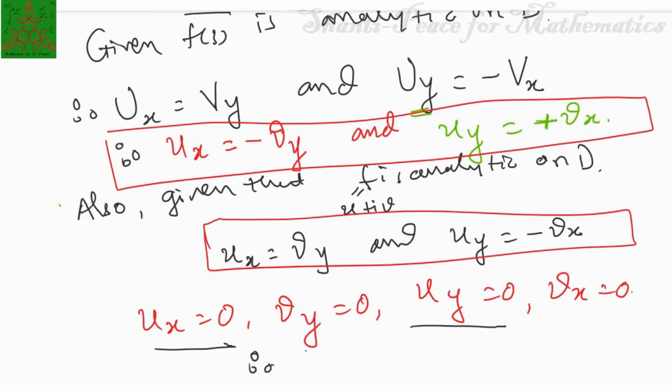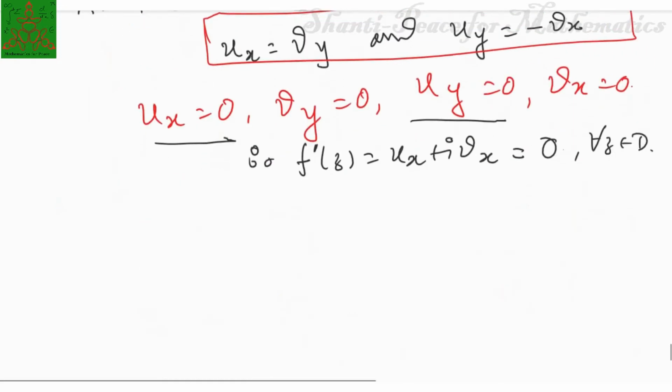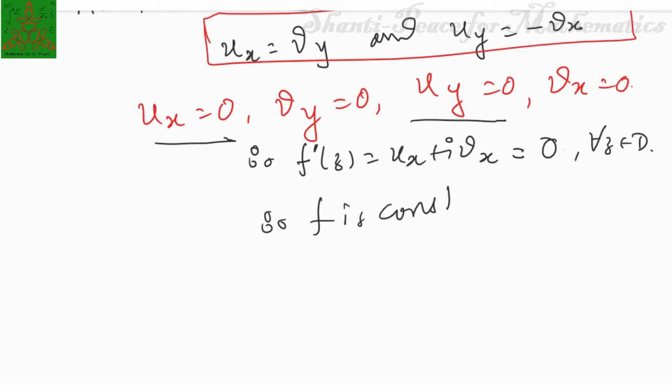We can say that f dash of z is nothing but ux plus i vx, and ux is 0 and vx is 0, that means f dash of z is 0 for every z in D. And we have seen the theorem that if the derivative is 0, then the function must be constant. So that completes the proof of this result.